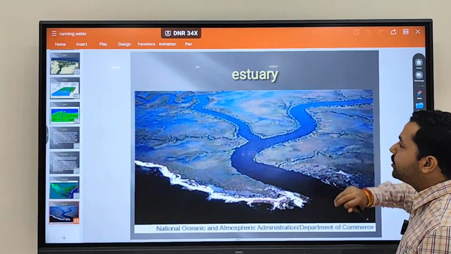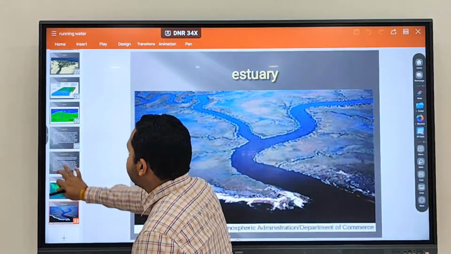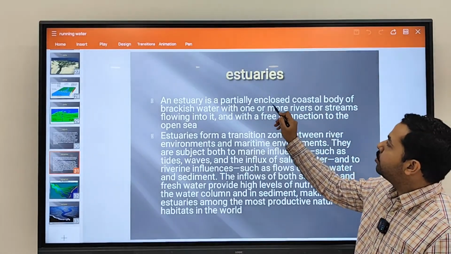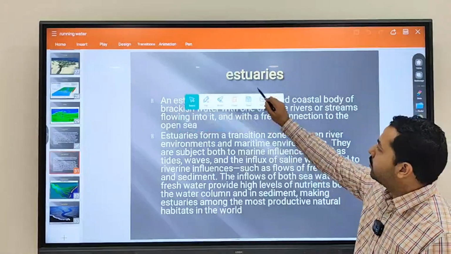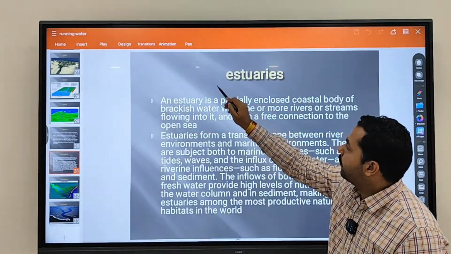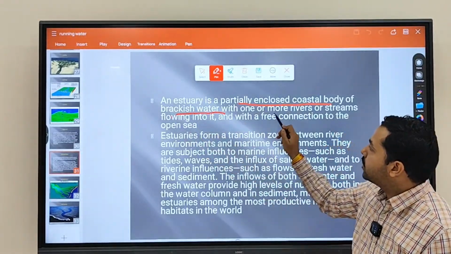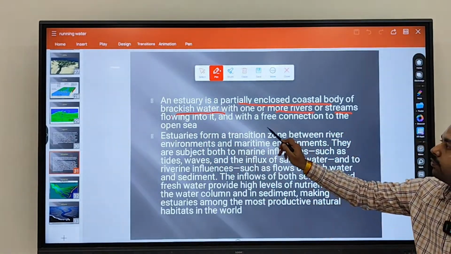So what is the definition for estuaries? You are seeing this is a definition. It is a partially enclosed coastal body of water. Partially enclosed coastal body of brackish water. What is brackish water? Partially enclosed coastal body of brackish water with one or more rivers or streams flowing into it.